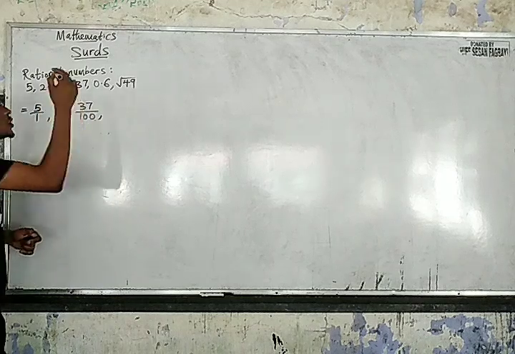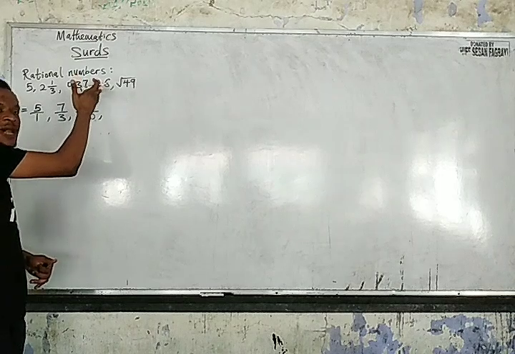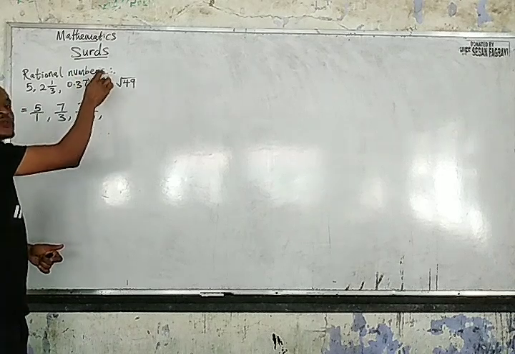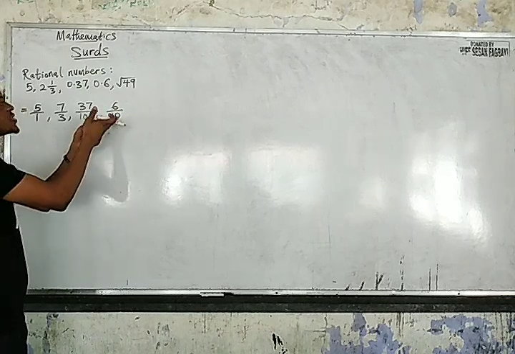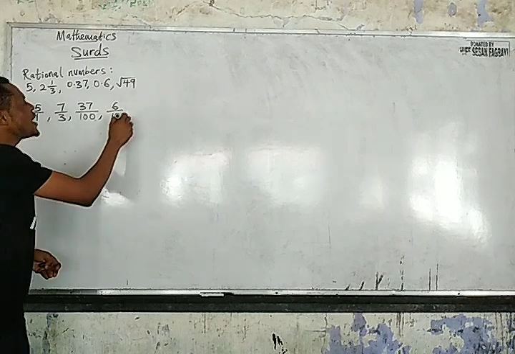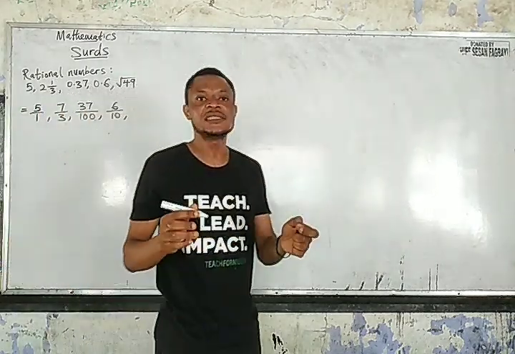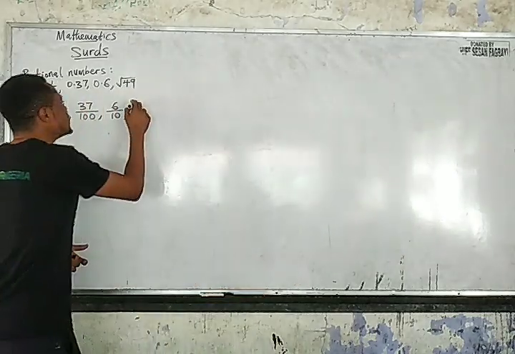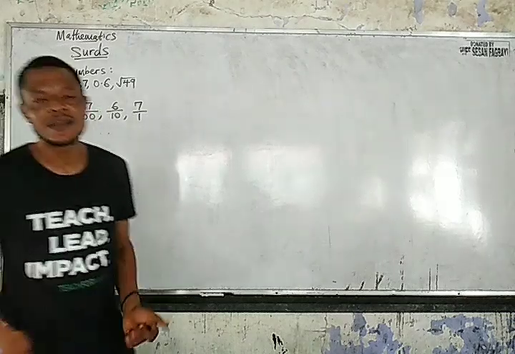That's not all. We have 0.6 as a decimal. So we can leave it as a fraction. Moving it once will give us 6 all over 10. This is also a rational number. We can present it as a fraction. And finally, this root 49. Root 49 is 7. By the time you find the square root of 49, you have 7 over 1. So the following numbers are rational numbers.